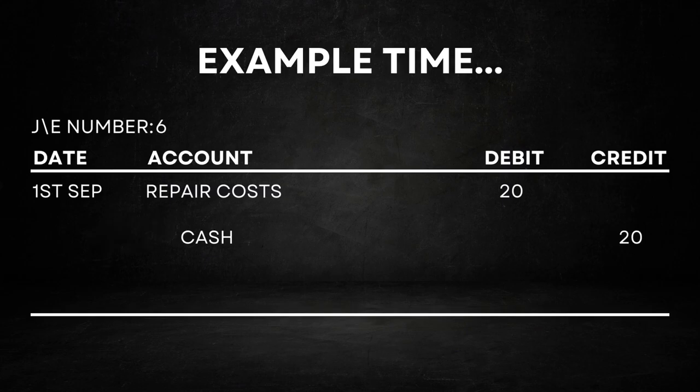Lastly, we provide a description for this journal entry. Let's call it Repair Costs, Week 1. Now that our journal entry is complete, it's ready to be posted in the general ledger.